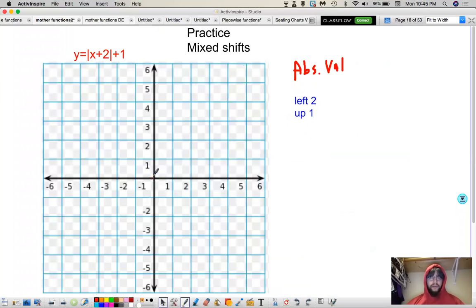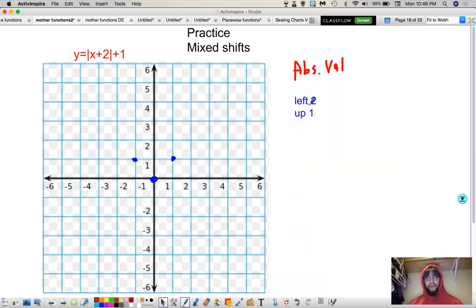So absolute value. I'm going to do the basic mother function in blue. It's got the ordered pairs (0, 0), (1, 1), (-1, 1). And I'm not going to actually draw the graph until I've transformed all of my points. So I'm just going to plot the points, transform them, and then draw my final answer. Otherwise, it'll get very confusing. One good thing about the computer is you can easily color code it, and I'd highly advise that.